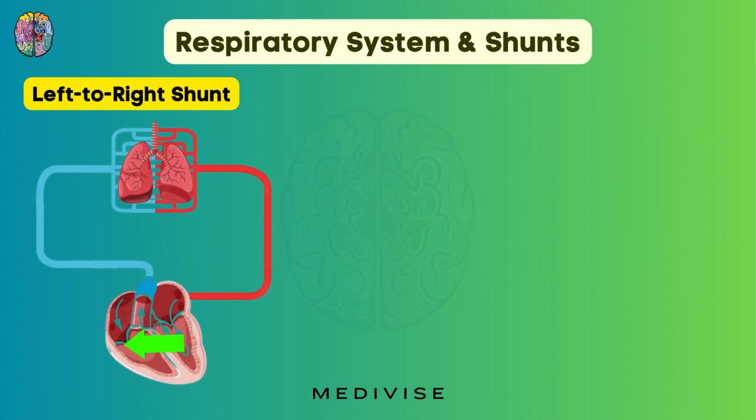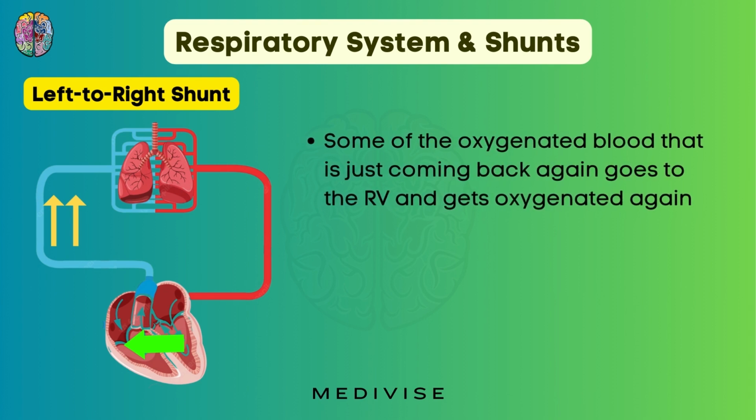Let's see why. Imagine again you have a VSD and the blood is now going from the left side of the heart to the right. The blood then goes to the pulmonary veins, gets oxygenated, comes back to the heart, and then this oxygenated blood again goes to the right side. So the blood will keep on getting oxygenated again and again. Because the blood is being pushed from the left side to the right, there will be a lot of blood in the pulmonary veins. Just to summarize, some of the oxygenated blood that is just coming back again goes to the right ventricle and gets oxygenated again. This is why I said that the partial pressure of oxygen is high on the right side of the heart.